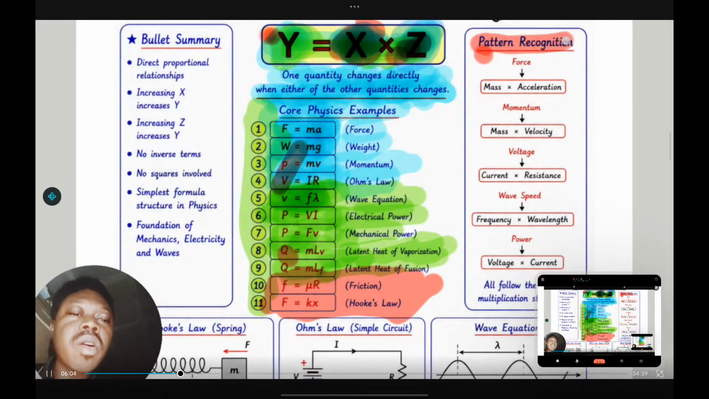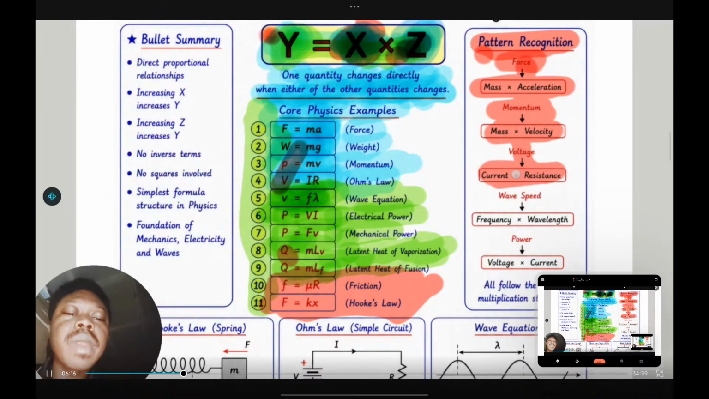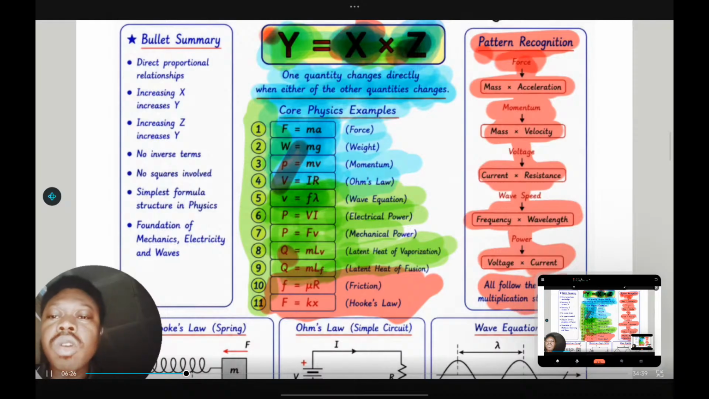So what is the pattern recognition from here? What do you observe? For force, you have mass times acceleration. For momentum, you have what? Mass times velocity. For voltage, you have current multiplied by resistance. For wave speed, you have frequency multiplied by wavelength. For power, you have voltage multiplied by current. All follow the same multiplication structure.